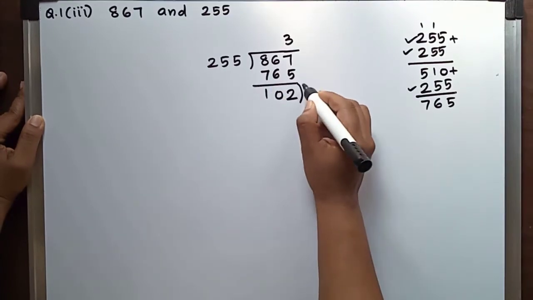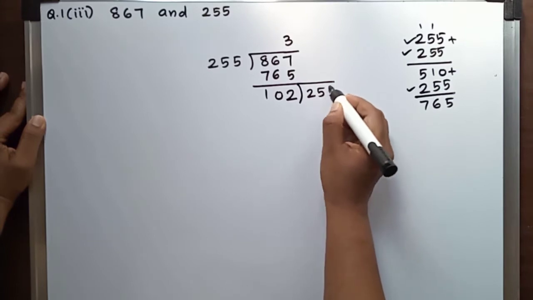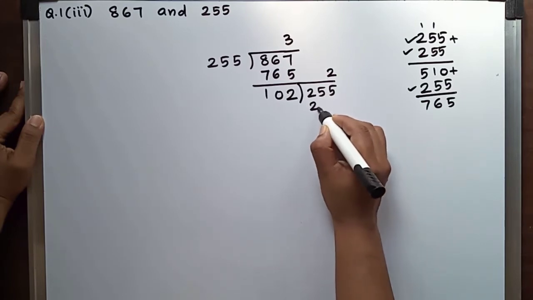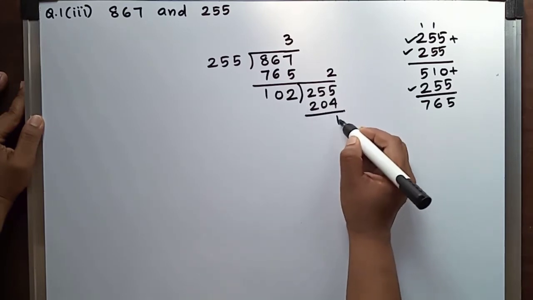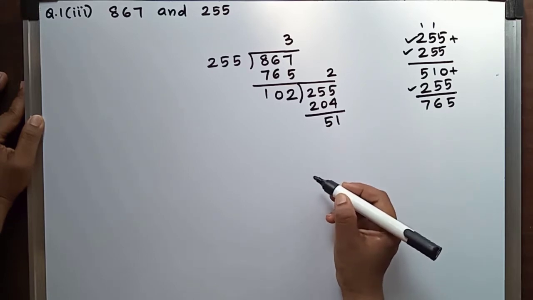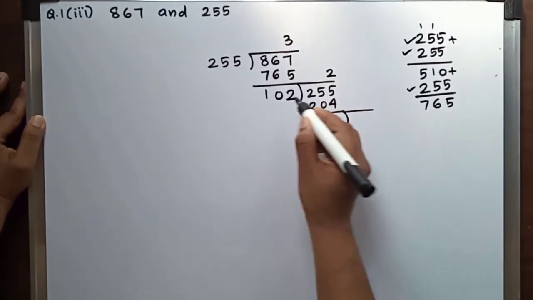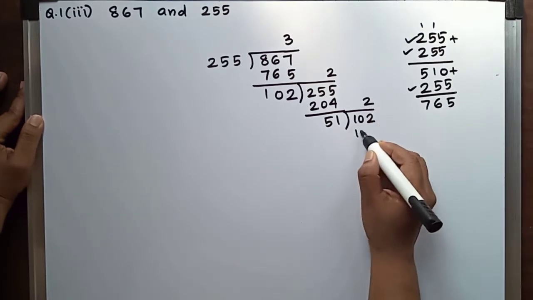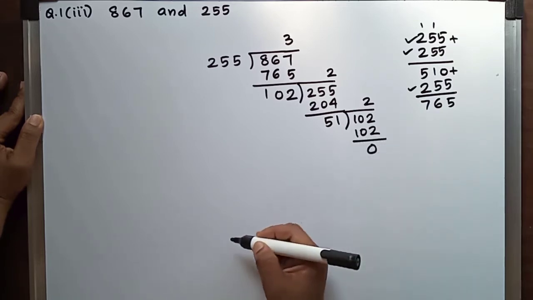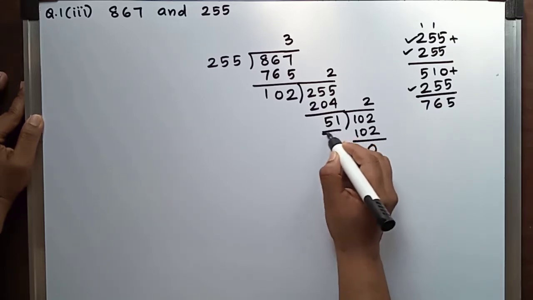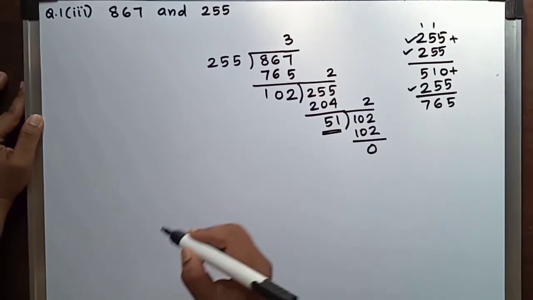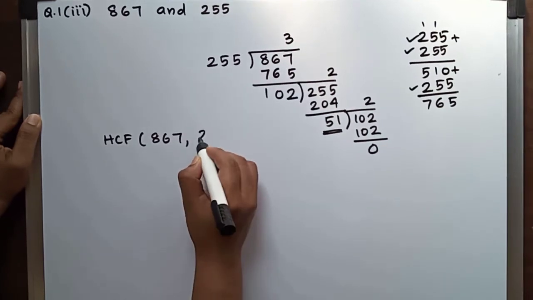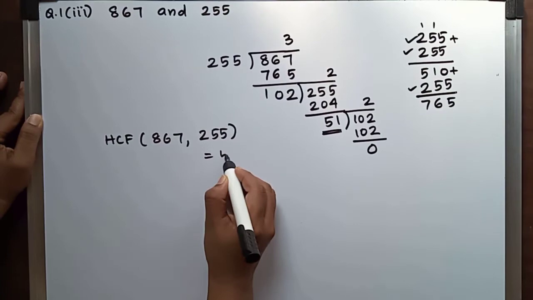Then we will take this 255 here and we will divide it by 102. You know 2 times 102 means 204. That is enough. Here 1 and here 5. Then we will divide this 102 by 51. We know 2 times 51 is 102. Thus we got the remainder 0. Which is the HCF here? 51. So the HCF of 867 and 255 is 51.